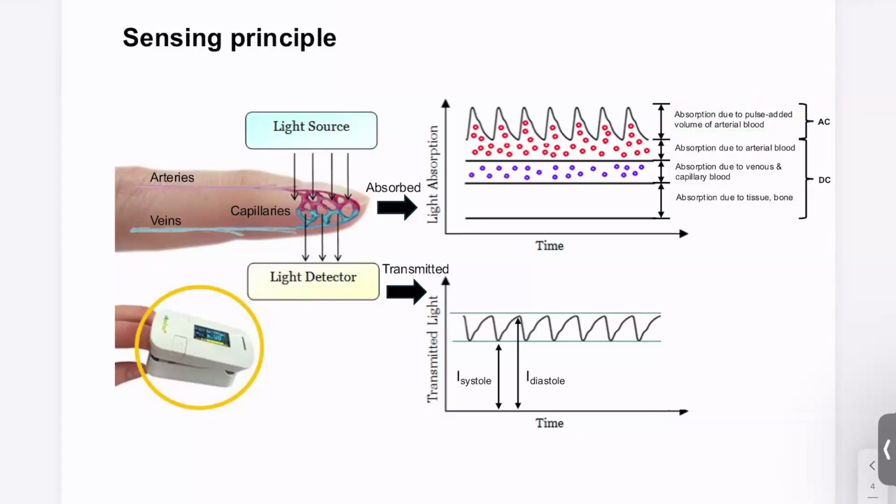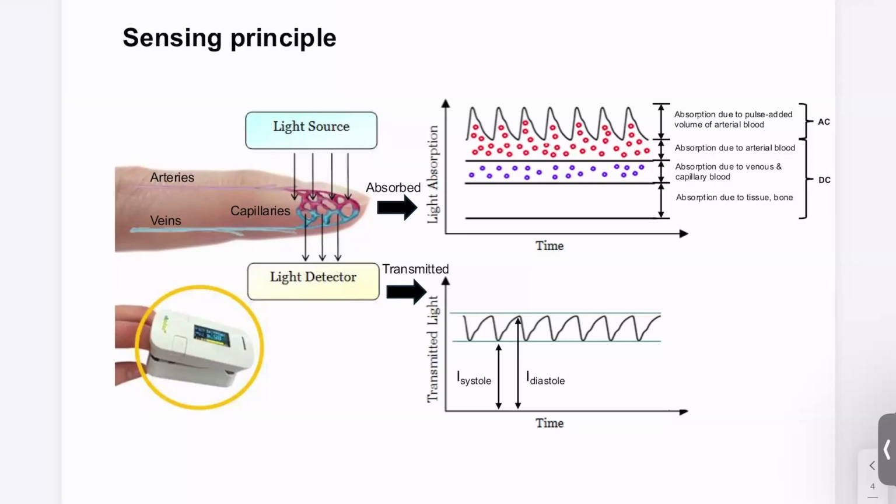So here I'm showing 4 different components. The first 3 components, including absorption by tissue and bone, venous and capillary blood, and baseline arterial blood, don't change over time, because there are no pulses in these components. So we call this the DC component in electrical engineering terms, because it doesn't change over time. Then there's also an AC component, which comes from the pulse-added volume of arterial blood. So these are the AC and DC components of light absorption.